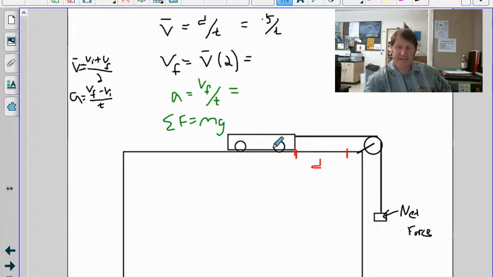So one thing to note is that because we took our washers from the cart and then added them here, the mass of our system did not change. So the mass of the system is constant, and that's an important thing to note.